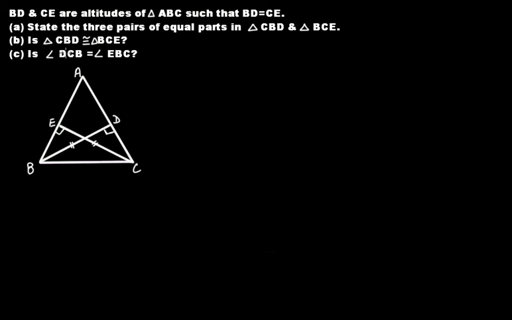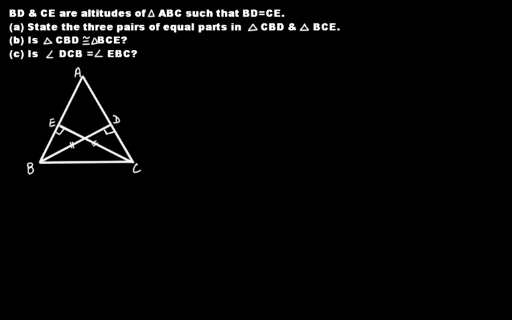We have this problem here that says BD and CE are altitudes of triangle ABC such that BD is equal to CE. So BD and CE are altitudes in triangle ABC. So BD is making 90 degrees with AC and CE is making 90 degrees with AB, and both these two altitudes are of the same length. Now, state the three pairs of equal parts in triangle CBD and triangle BCE.